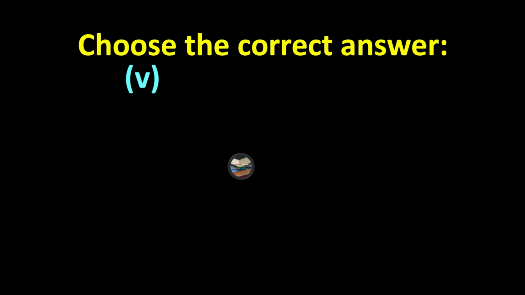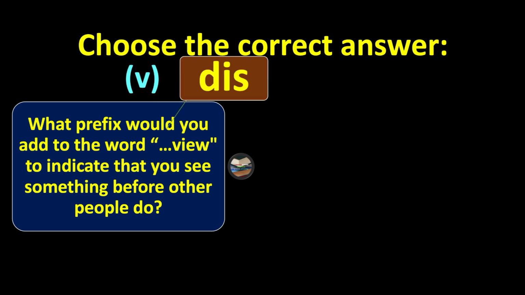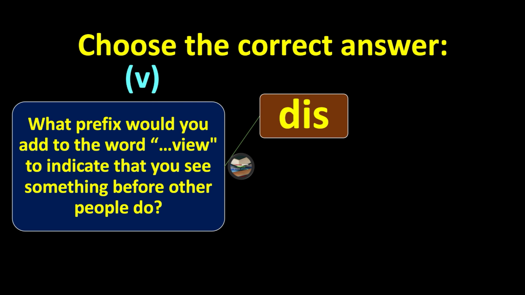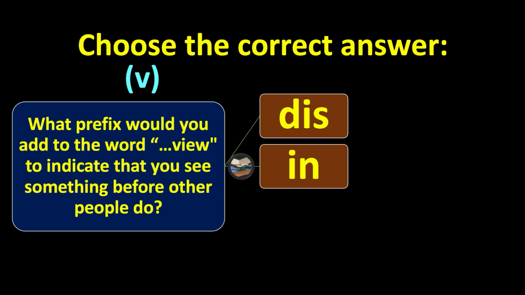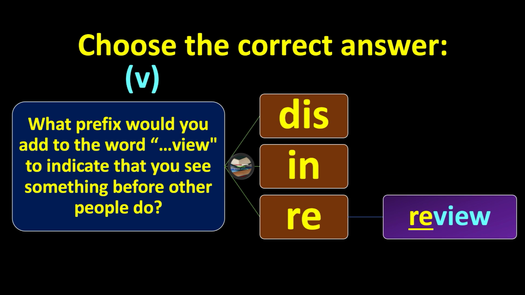That is question number 5. What prefix would you add to the word view to indicate that you see something before other people do? Means what prefix would you add before view? Let's see. Disview, I don't think it will be okay. Inview, I don't think it's quite correct to use it here. Review, it seems to be correct. So the correct answer is review.